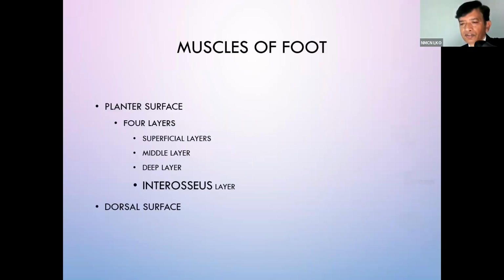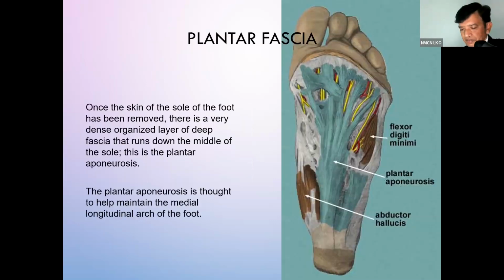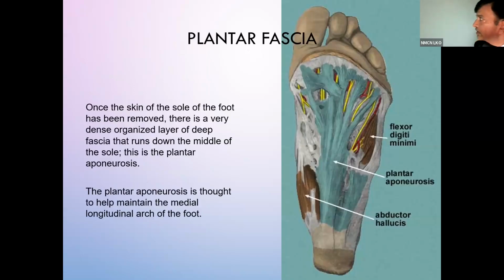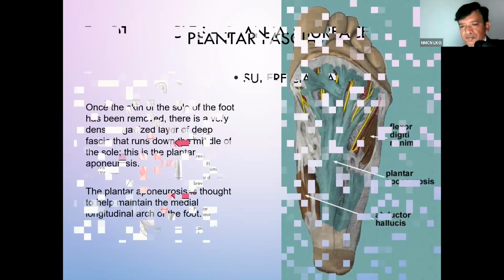Now come to the muscles of the foot. They have different layers. So 4 layers. One is the superficial layer, then the middle layer, deep layer, and then interosseous layer. And there is a muscle layer on the dorsal surface. In the plantar region, the lowermost layer is the plantar fascia or plantar aponeurosis, which acts as a string-like support to the longitudinal arch.